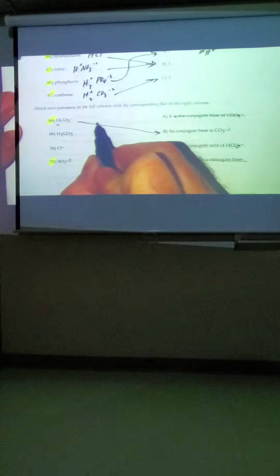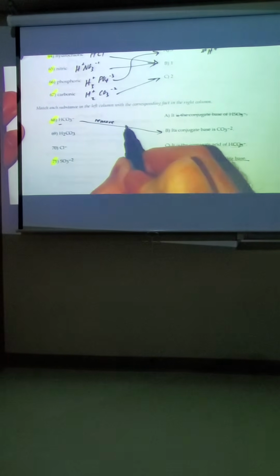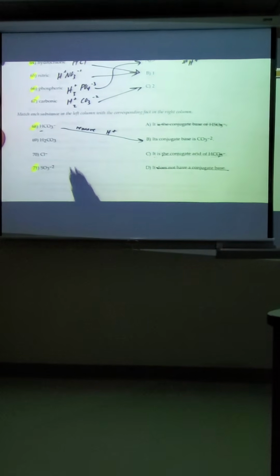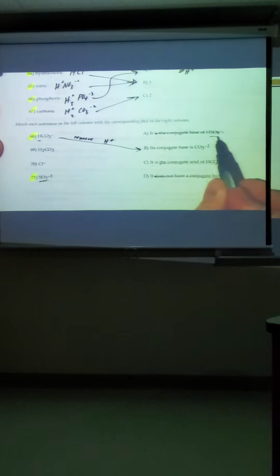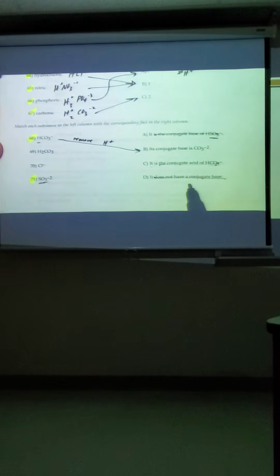But remember, if your conjugate base is H2O3, that just means you remove H plus to get your conjugate base. You would add H plus to be a conjugate acid. So here we say the only one with sulfur, sulfur could have been, obviously, does not have a conjugate base. That can happen too.